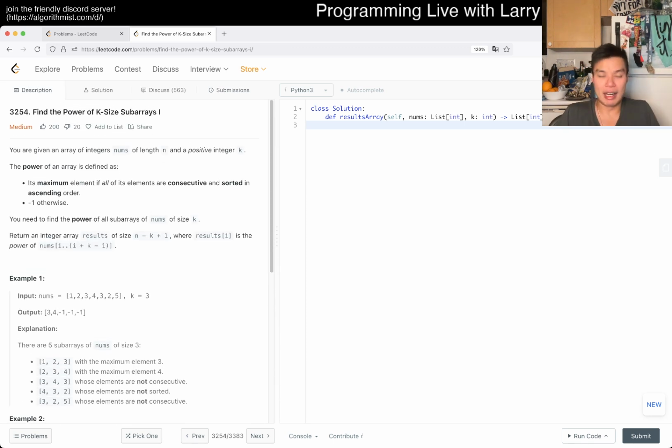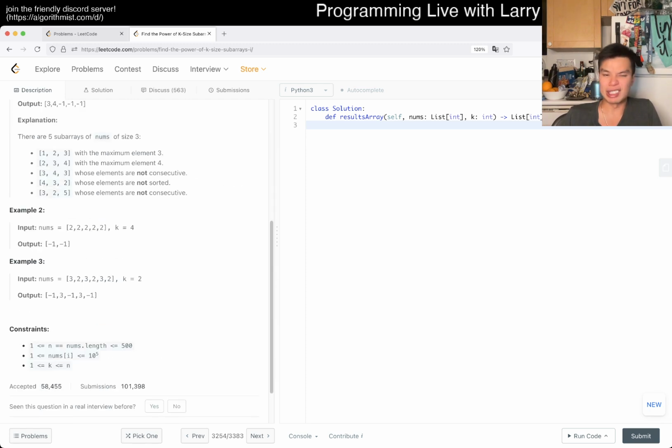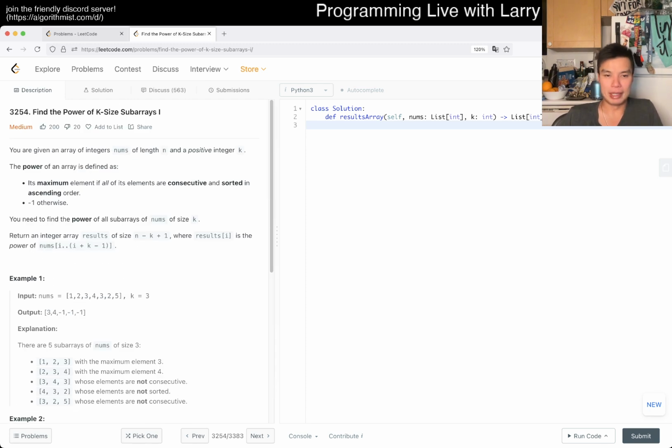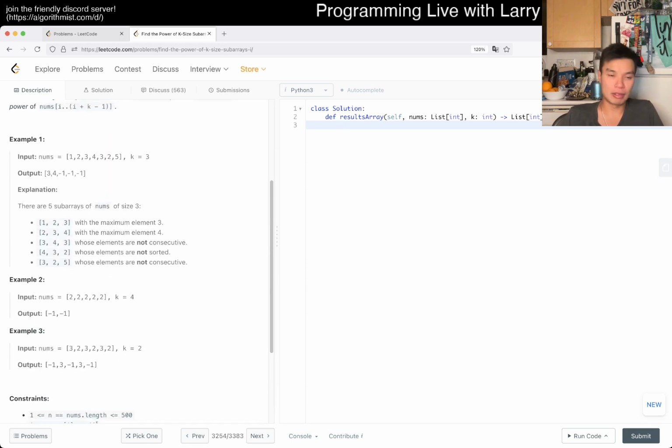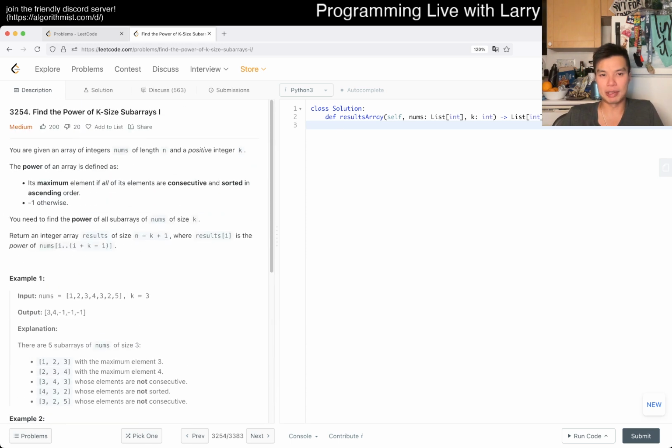But in any case, there's the n square solution, or the n times k solution, which is kind of n square. But you should of course look for the sliding window. Because that's basically, given all the windows, you just figure out what the difference is.